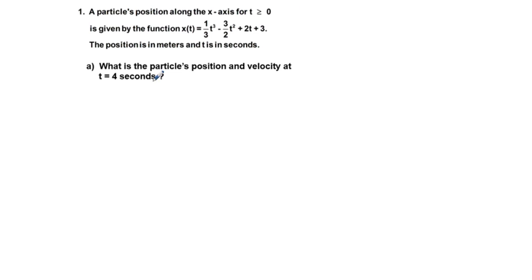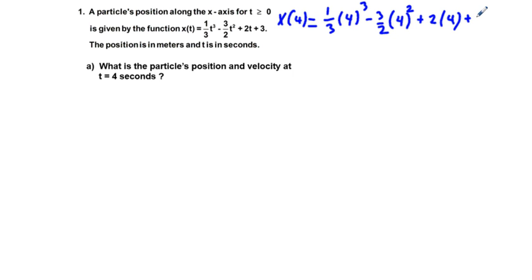So what we're going to do is substitute 4 into the original function. So x of 4 is equal to 1/3 times 4 cubed, minus 3/2 times 4 squared, plus 2 times 4 plus 3. So at this point it becomes a matter of simplification.